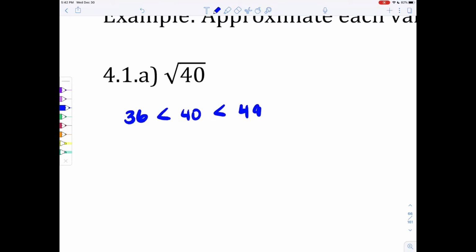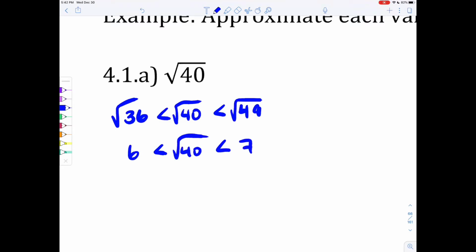And I'm going to add these less than symbols in between. If we know that 36 is less than 40, which is less than 49, we know that the square root of 36 is less than the square root of 40, which is less than the square root of 49. And from here, the square root of 36 is just 6, and the square root of 49 is just 7.